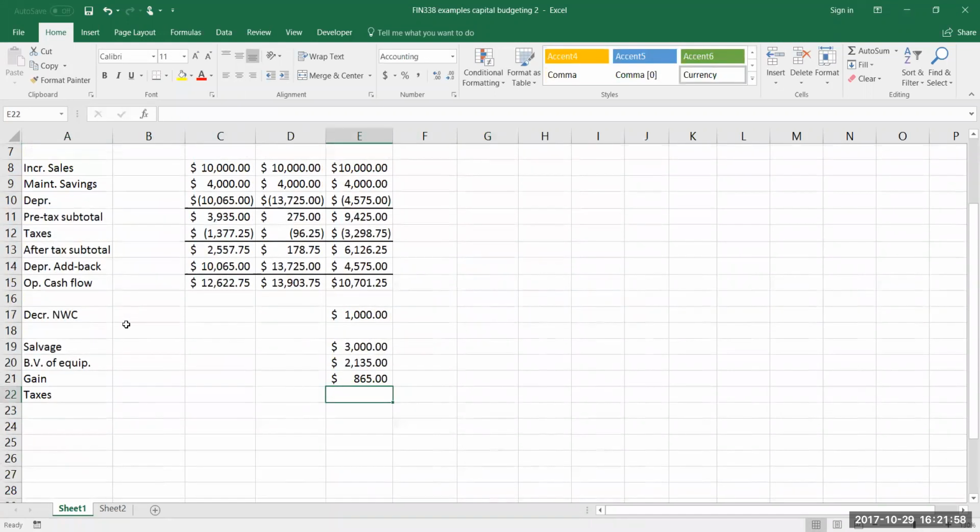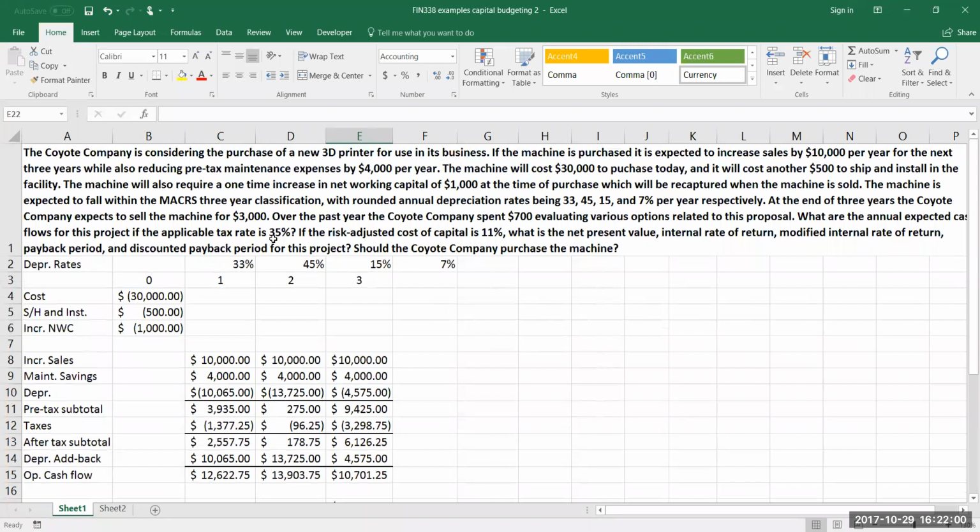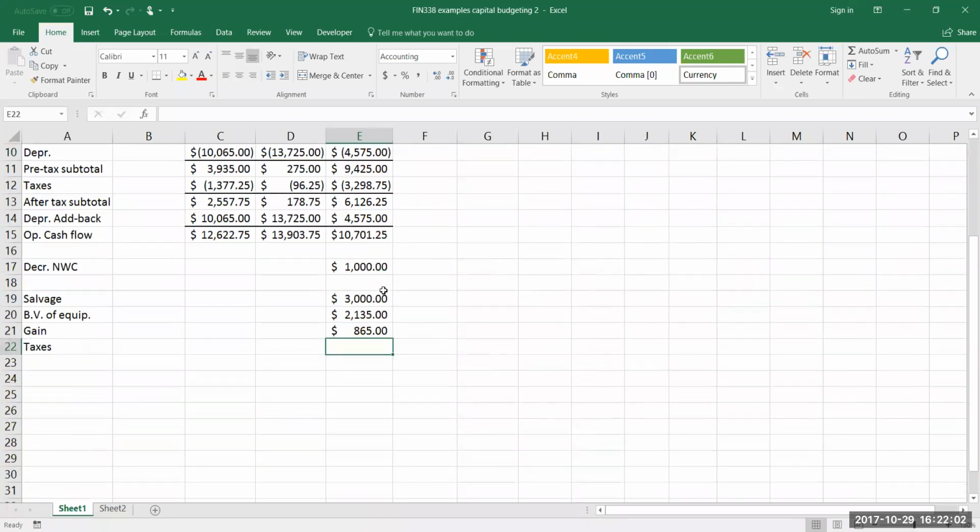And if you recall from the problem, the tax rate is 35%. So I'm going to take equals negative 0.35, so 35% times the gain, because Uncle Sam is going to tax me on the gain. And that will tell me that my taxes amount to $302.75.